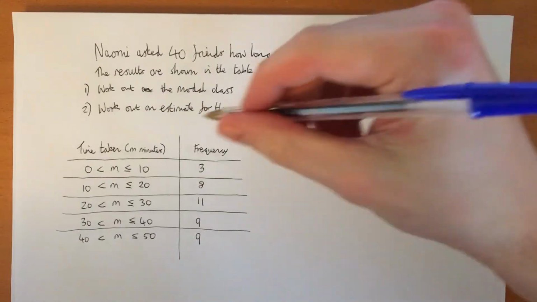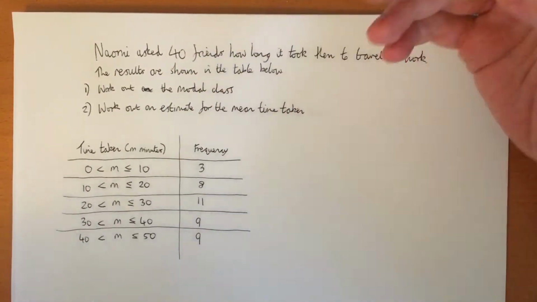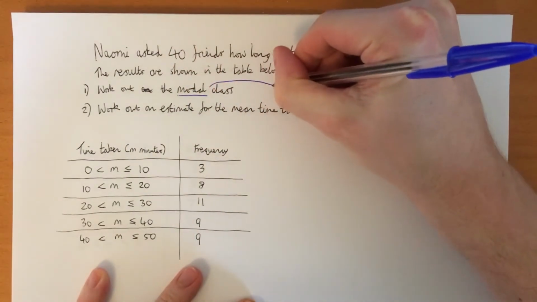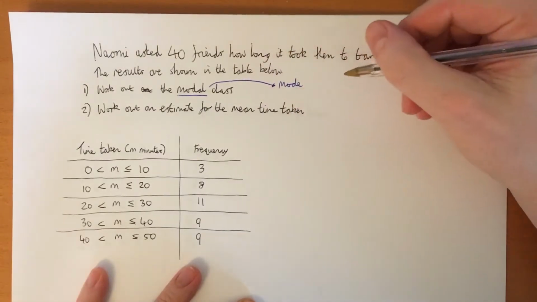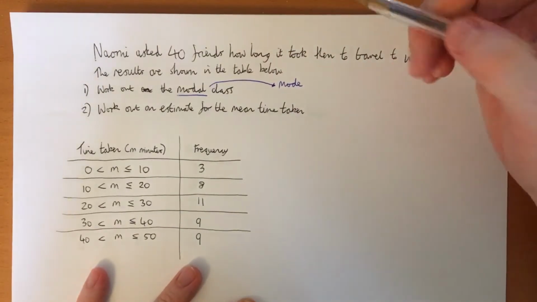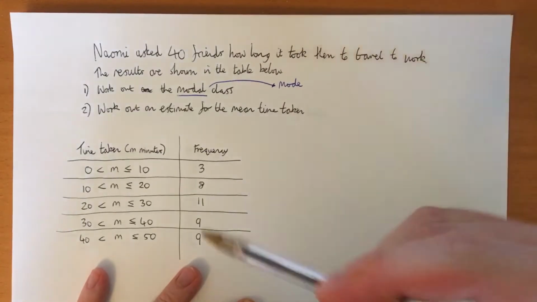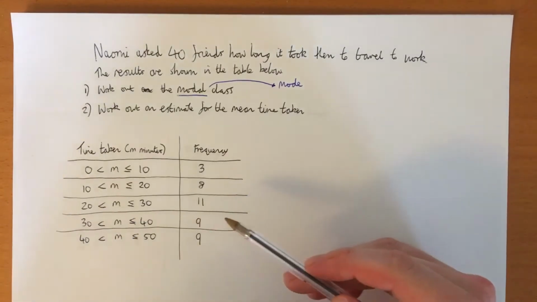Now the first question is actually quite straightforward. Work out the modal class, right? The word modal, hopefully a few of you might recognise, sounds a lot like mode. And it is a lot like mode because it represents mode. Mode is the most common, the most frequent. Now here, I don't want you thinking that the answer is 9 because 9 comes up twice. It's nothing to do with it.